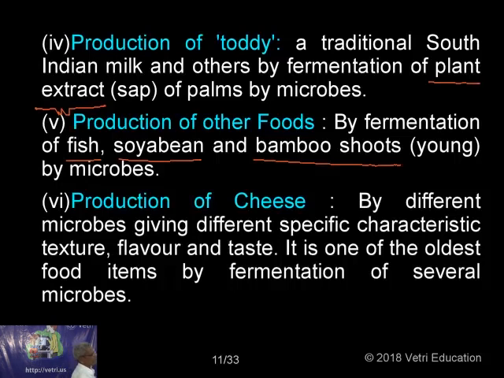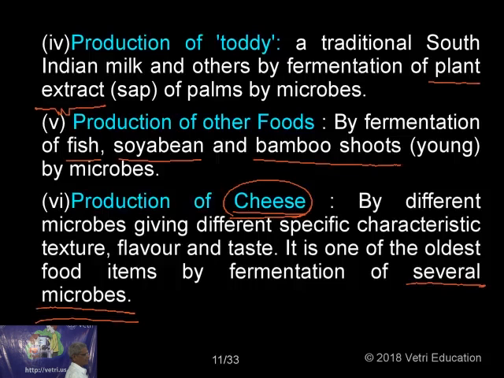Then the production of cheese, this is also depending on the microbial action by different microbes giving different specific characteristic features, texture, flavor and taste. It is one of the oldest food items made by fermentation by several microbes. The cheese is produced by different types of microbes. Several microbes are involved here, and it has a very characteristic texture, flavor and taste.